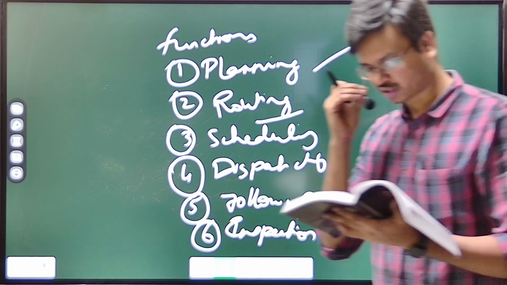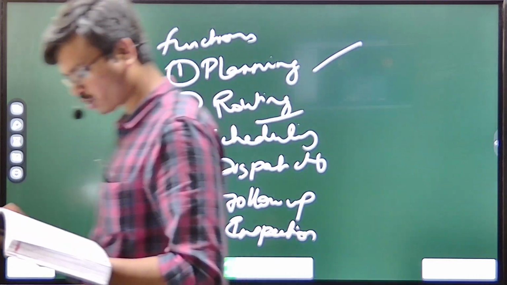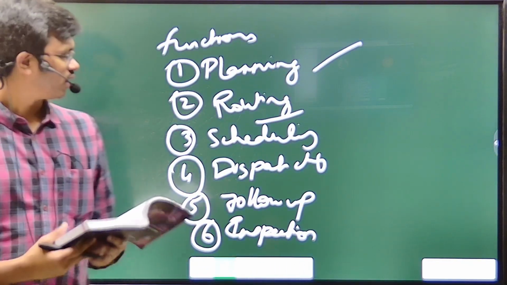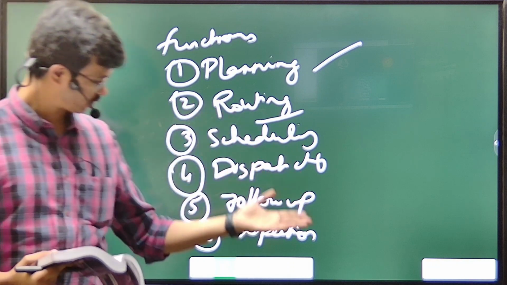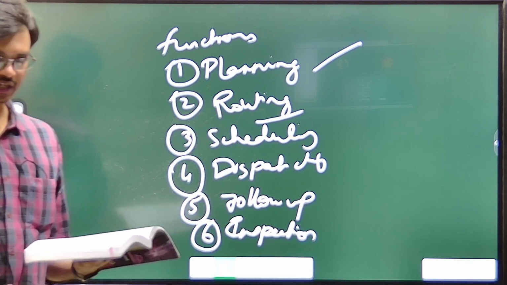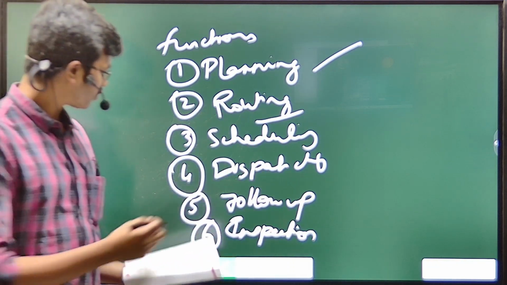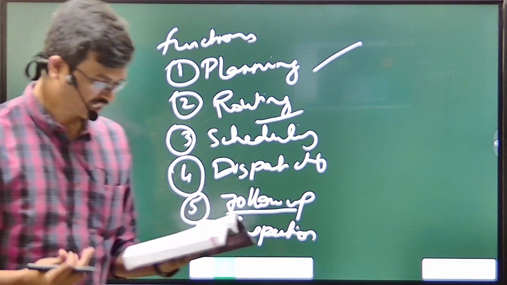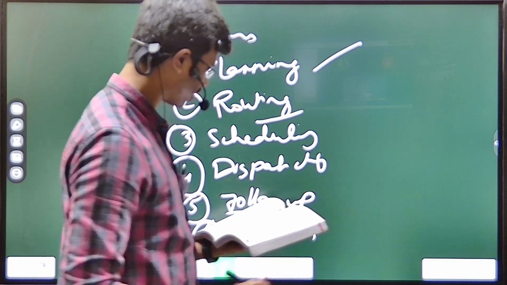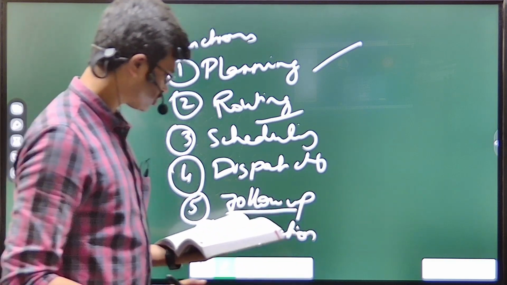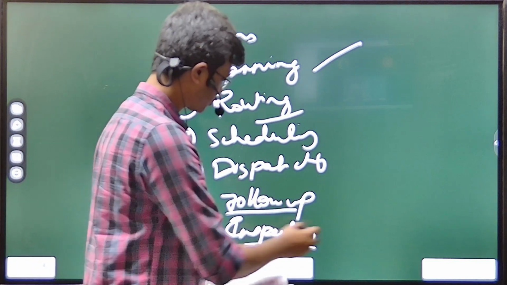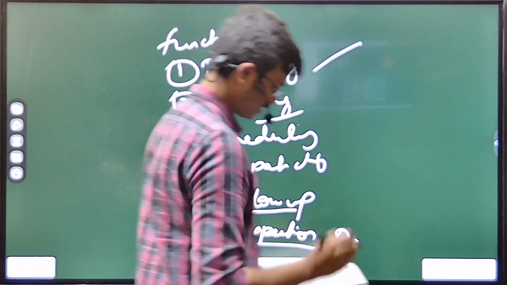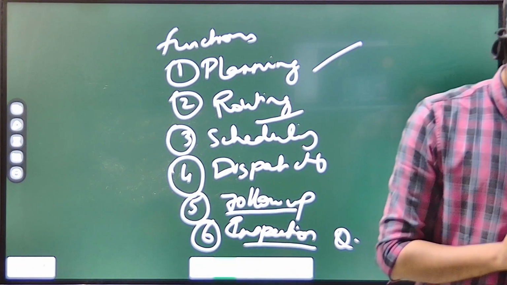And dispatching is dispatching maybe your raw material, or your goods to the warehouses, to the factories. Okay, and follow up is the control which we are talking about. So we have to take necessary action if something is not going according to plan. And inspection is your occasional checking, so for quality to be maintained, right? Yeah.